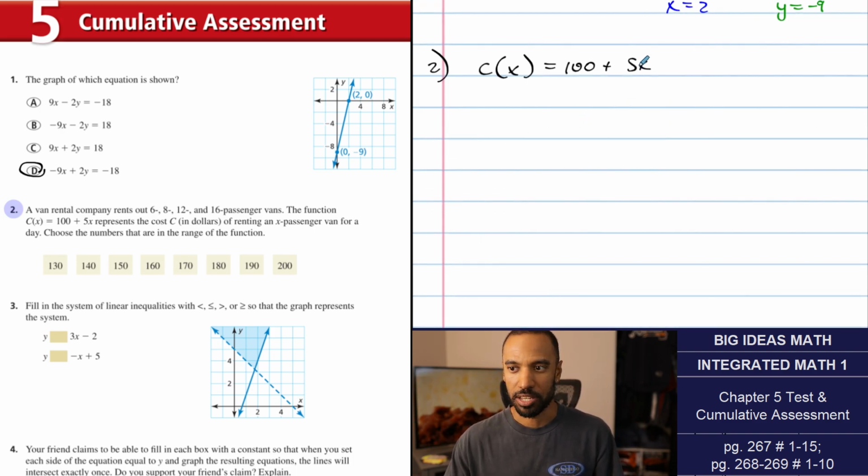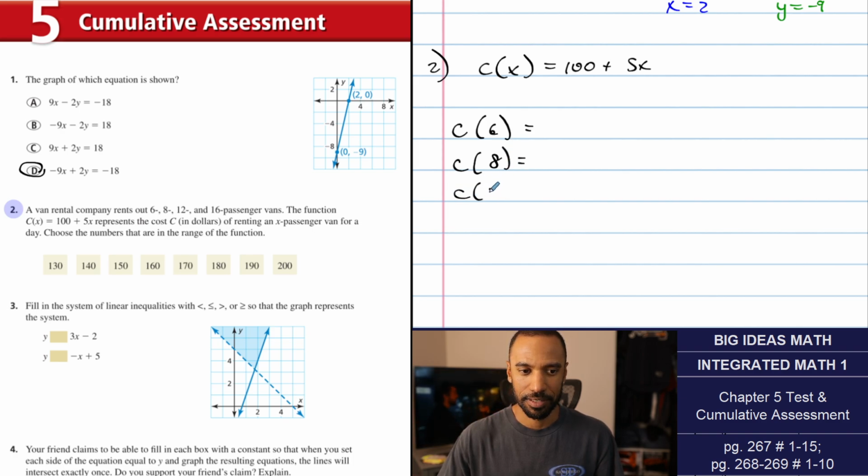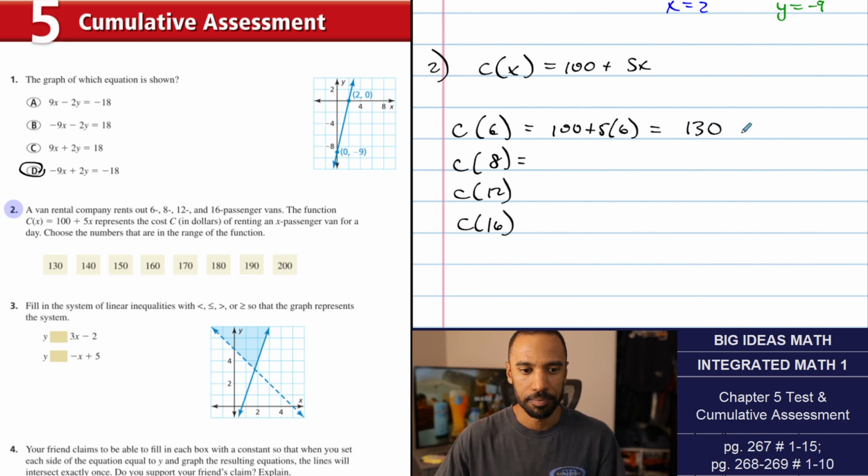So our range is found by substituting those values in our domain. We'll do c of 6, c of 8, c of 12, and c of 16. So for all these, it's a substitution. That's 100 plus 5 times 6, or 100 plus 30, which is 130. And this is the cost of renting it. So $130 is in the range.